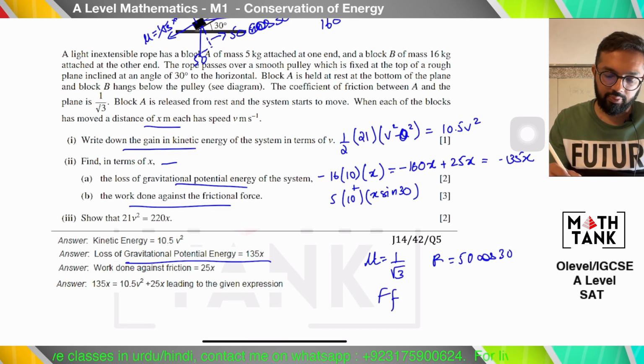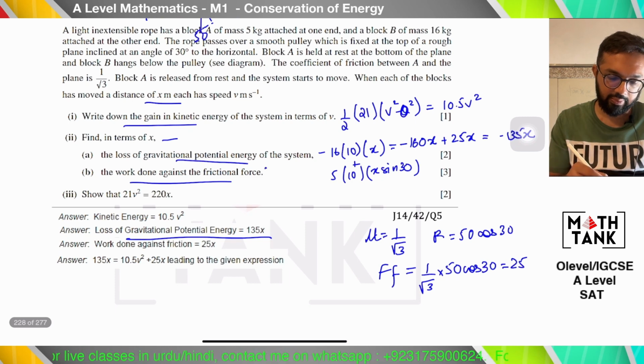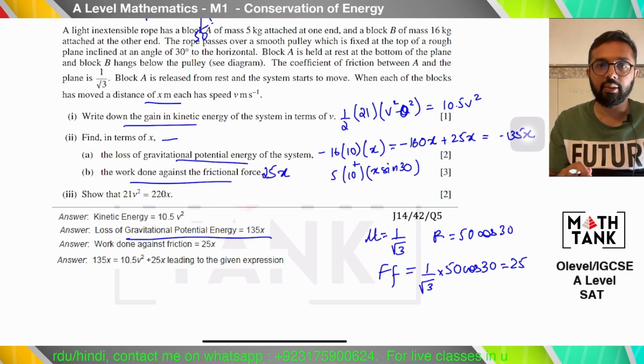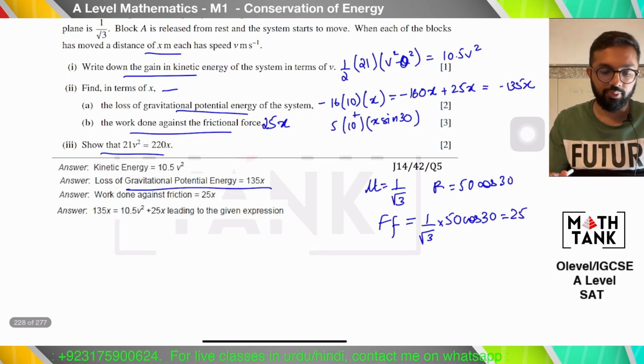So frictional force is 1 over root 3 into 50 cos 30. That I think gives me 25. And work done against this would be 25 times the distance, 25x. Show that 21 v squared equals 220x.